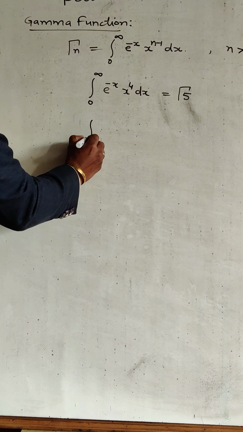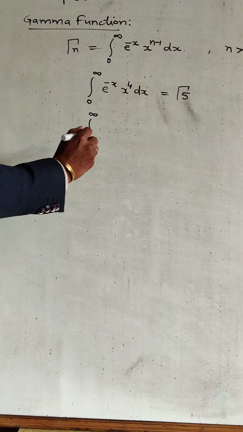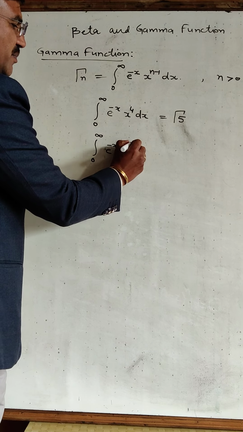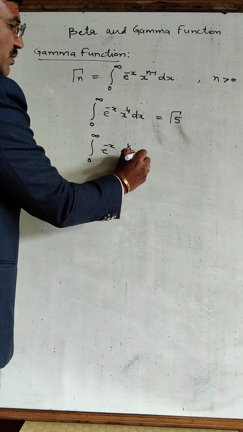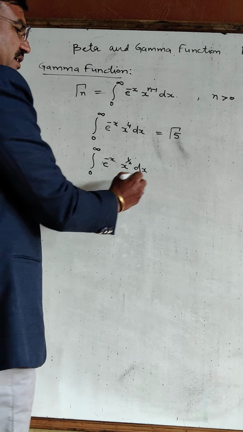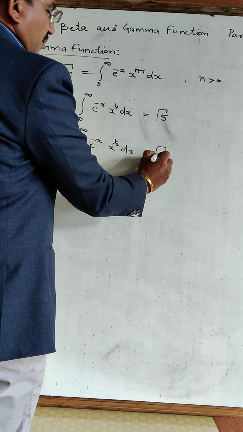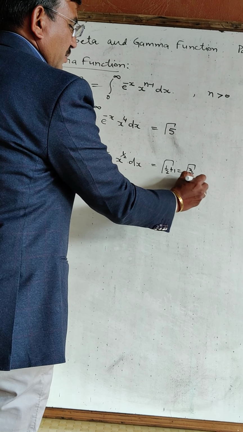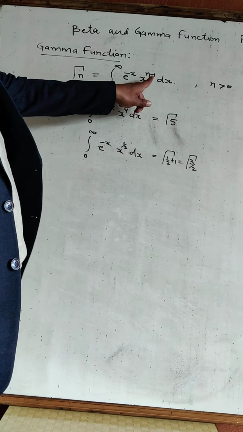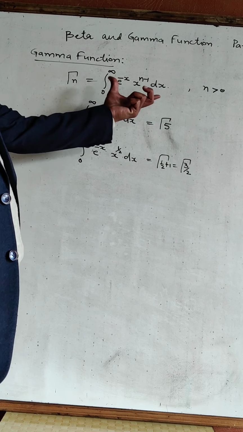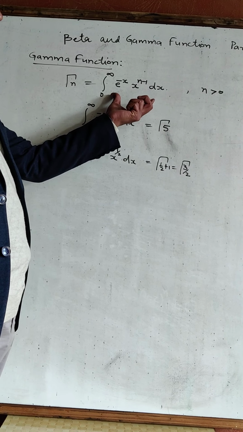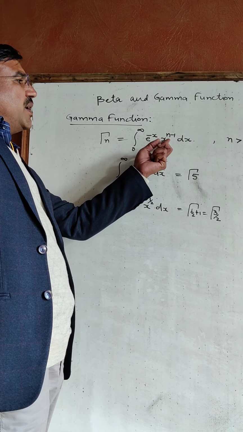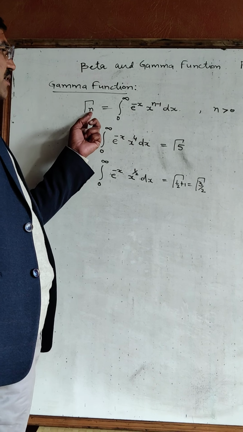Some more examples: if there is the integral e raised to the power minus x, x raised to the power 1 by 2 dx, then it would be gamma of 1 by 2 plus 1, that is gamma of 3 by 2. So always you have to keep in mind that when we write from the integral in the form of gamma, then we will increase the power of the variable by 1.